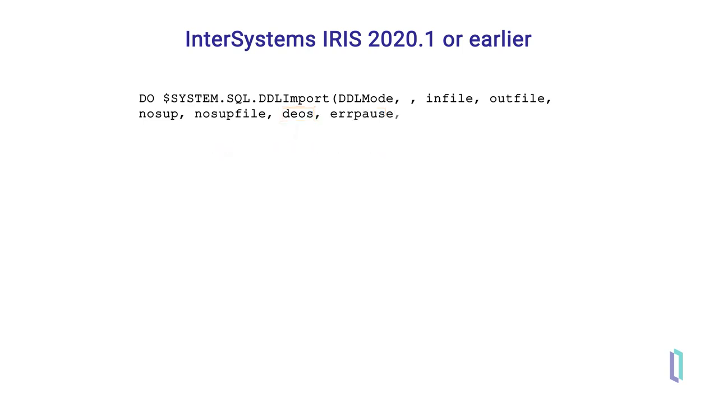The eighth parameter, errorPause, is the number of seconds that InterSystems IRIS will pause if an error occurs while executing the DDL script. If this is not specified, the default is 5 seconds. Finally, the runtime mode parameter only applies when the DDL mode is InterSystems IRIS. It specifies in which select mode to run the imported statement: ODBC, display, or logical. By default, logical mode is used.